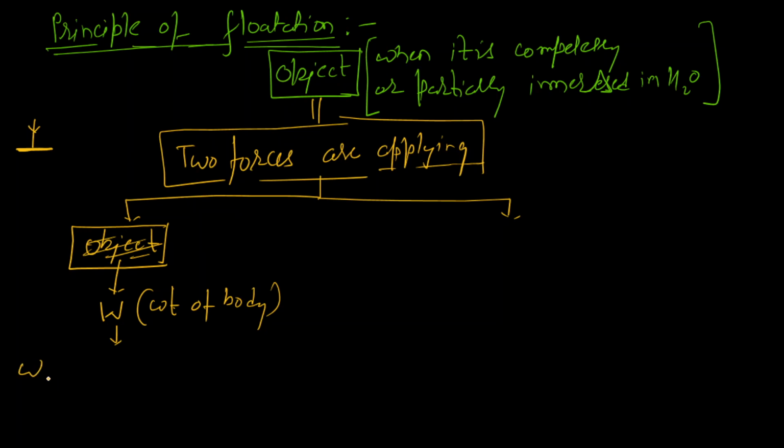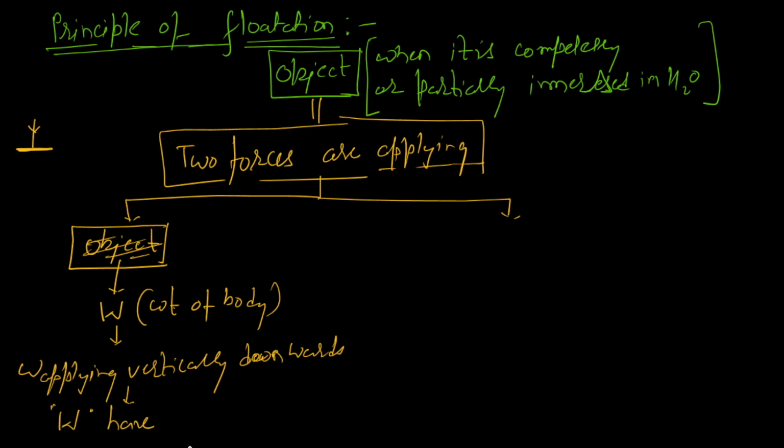Okay. So weight applies vertically downwards. And if you are thinking about the W, that means weight, the weight wants to reside at the bottom. That means it wants to sink. So we can say W has a tendency to sink.